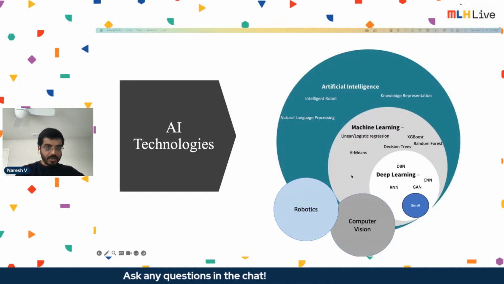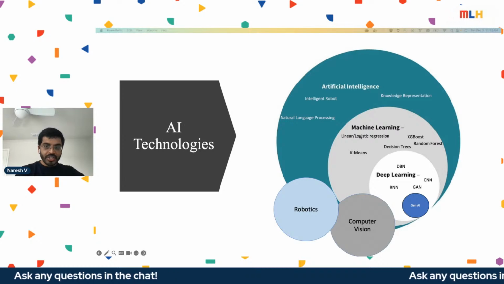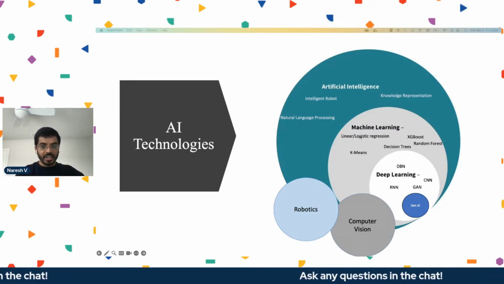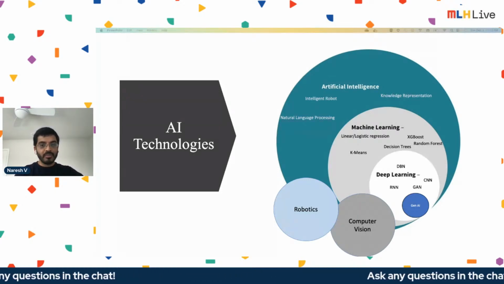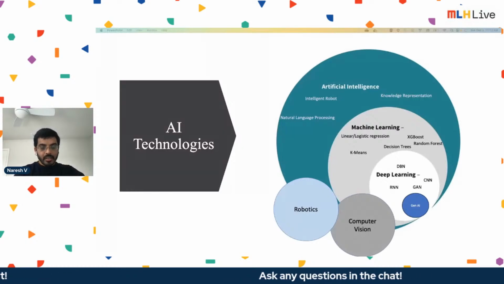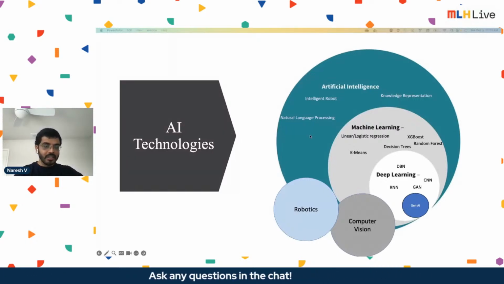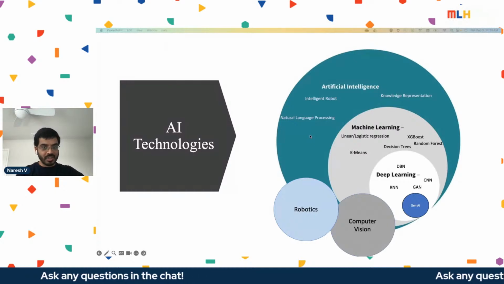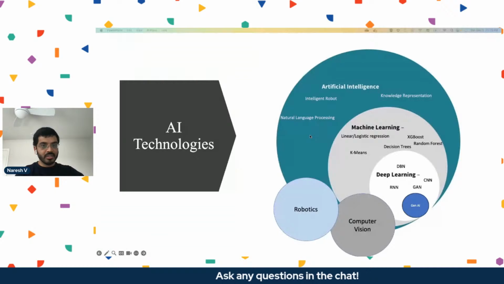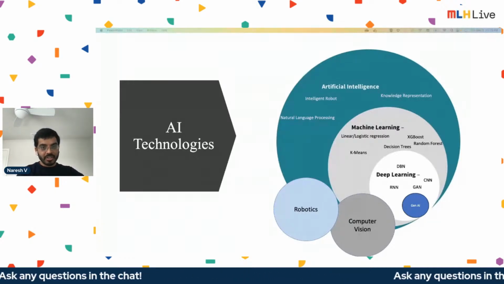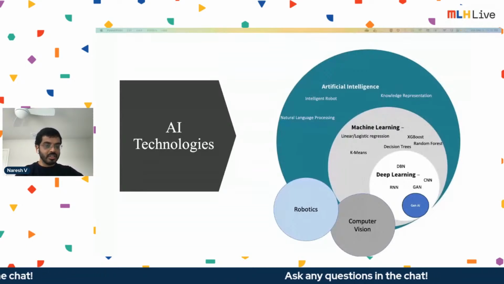I'll talk about the middle circle first, machine learning. This is the core of many AI systems, where algorithms learn from data to make predictions or decisions without being explicitly programmed for the task. There are a few algorithms which are common to many applications, like linear or logistic regression, XGBoost, random forest, decision tree, and k-means. These are popular and widely used in many applications, and they also help enhance the speed and accuracy of the models.